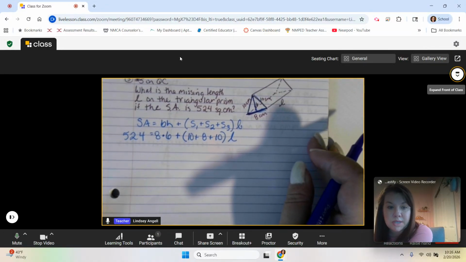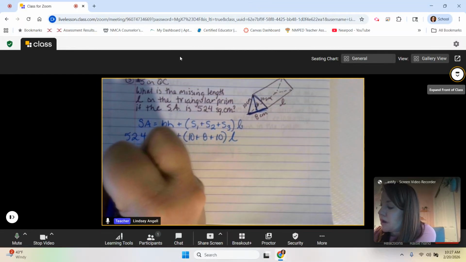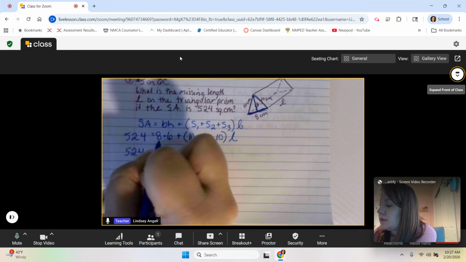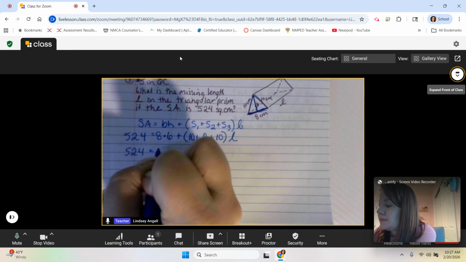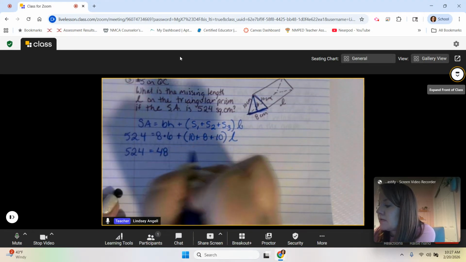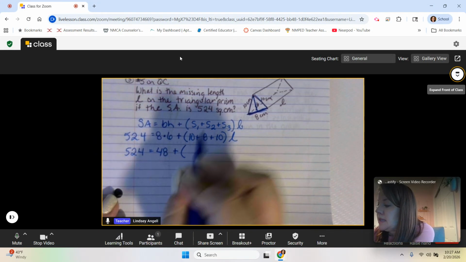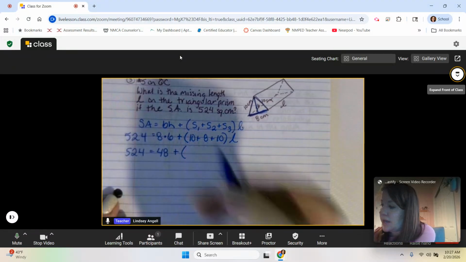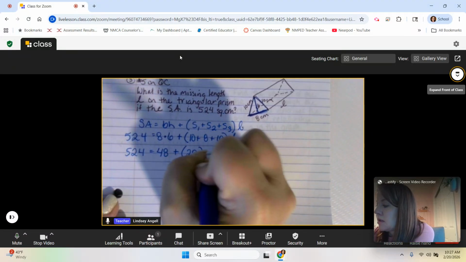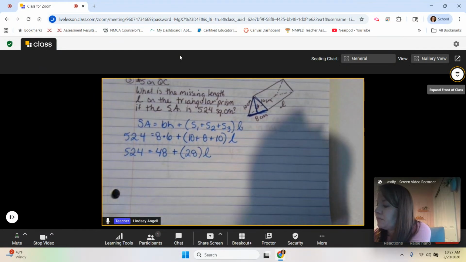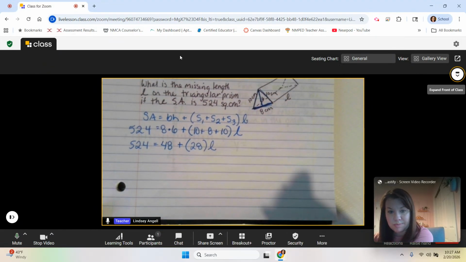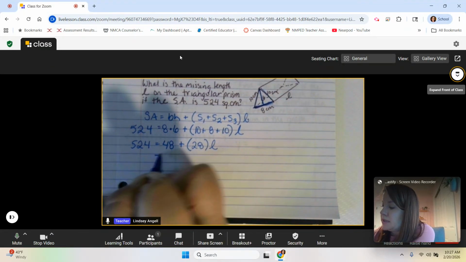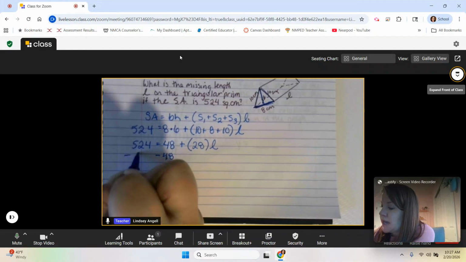Okay, and now we'll solve. So we've got 524 equals, we could do this part here, 8 times 6 is 48, plus, and then 10 plus 10 is 20, plus another 8 is 28, times L. Well, now we're just down to a two-step equation, right? We can subtract 48 from both sides.